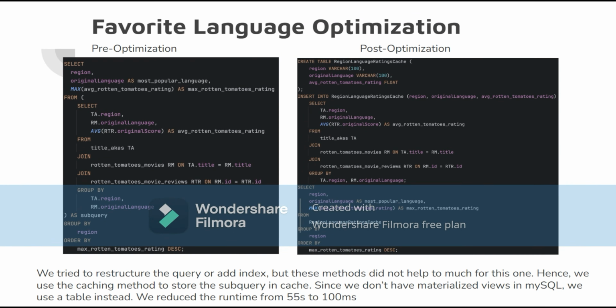The favorite language query gets movies in their most popular language. On screen, you can see the pre-optimization and post-optimization queries. To optimize this query, we use the caching method, as indicated by the creation of the region language ratings cache you can see in the post-optimization query. This effectively cut down our runtime from 55 seconds to 100 milliseconds.